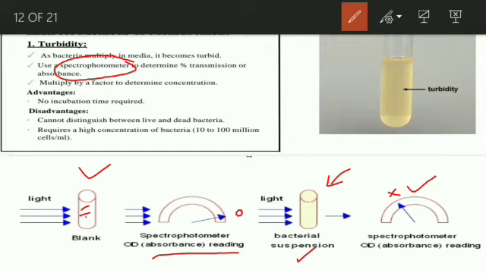And this is an indirect method. Why is turbidimetry an indirect method? We are not directly measuring the cell number of the bacteria as we did in the earlier slides, but here we are taking the bacterial solution and passing light through it, and we are measuring its optical density, that is OD. OD means optical density, and it is also known as absorbance. We are measuring absorbance. That is why it is an indirect method.